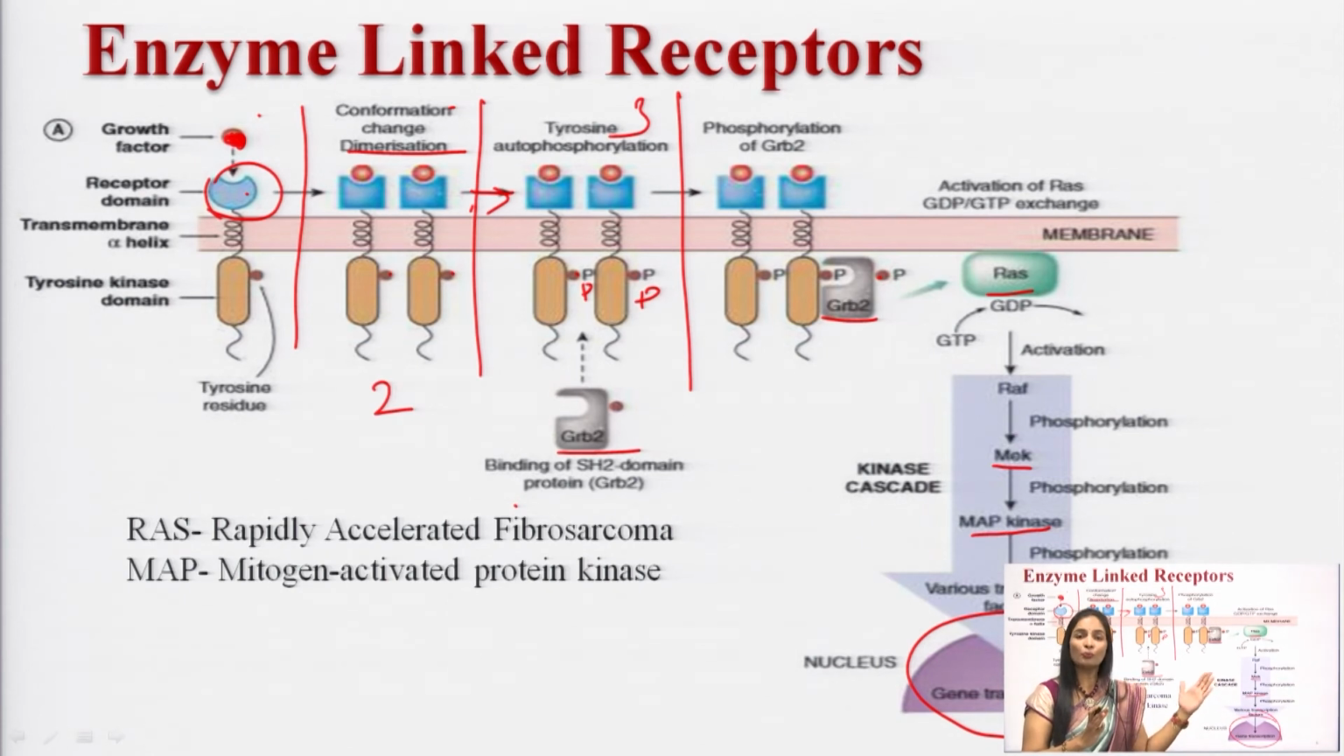Here the GRB2 protein, which consists of a tyrosine residue, has been phosphorylated. Now this tyrosine residue also will get phosphorylated, and this phosphorylated GRB2 in turn activates the RAS, RAF, MEK, MAP kinase, and finally you can see the cellular effects.